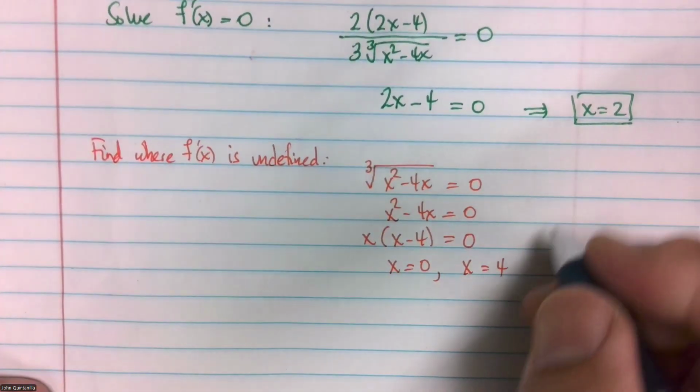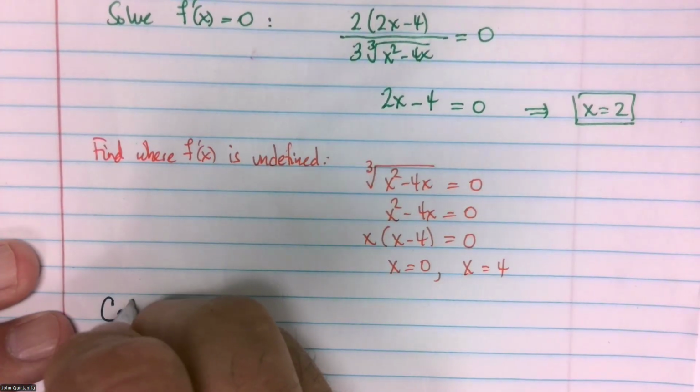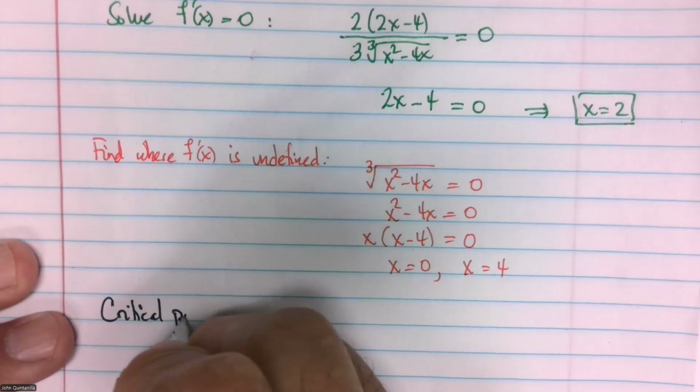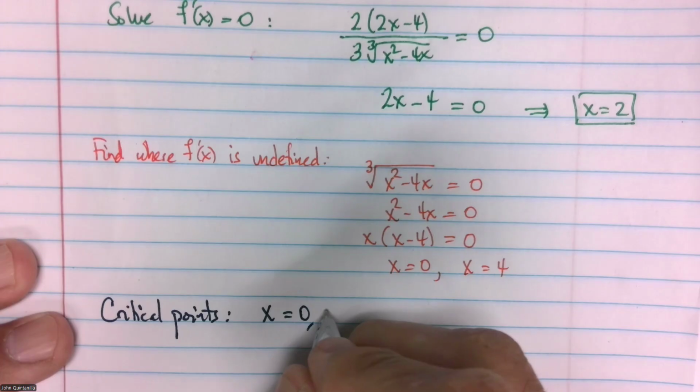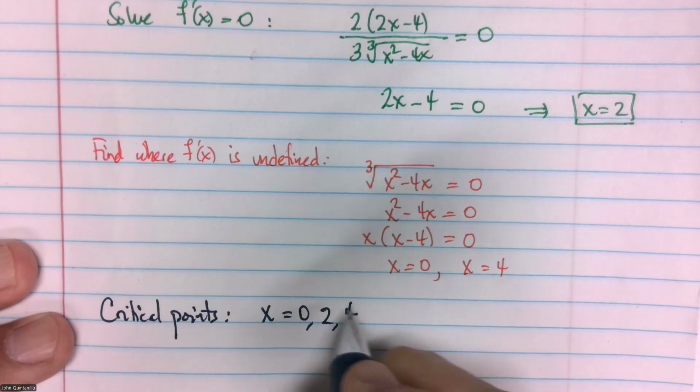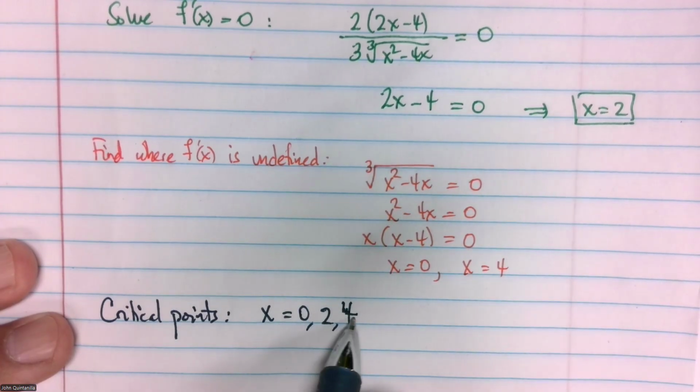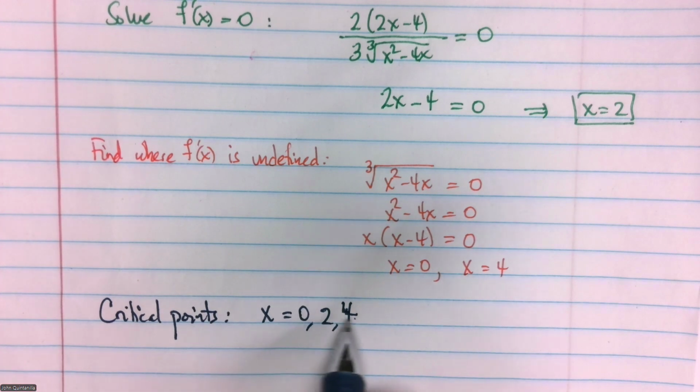And so combining the two lists, that'll be all my critical points. The critical points are going to be these three numbers listed in order, 0, 2, and 4. At these bottom two places, the derivative will be undefined, and at 2, there will be a place where the derivative is equal to 0.